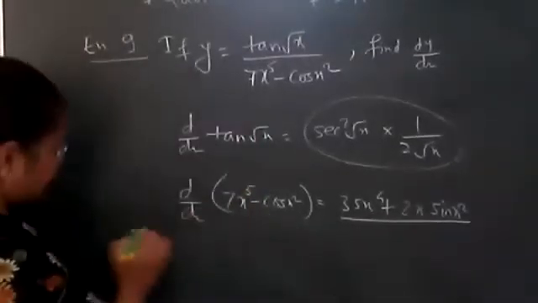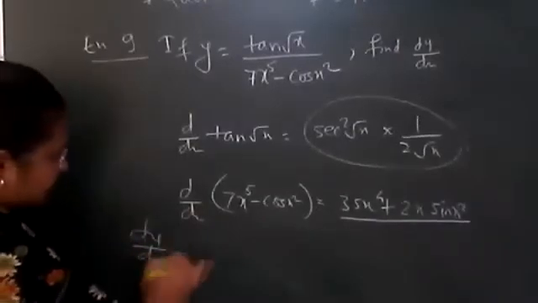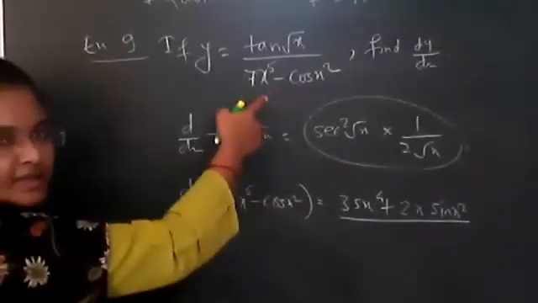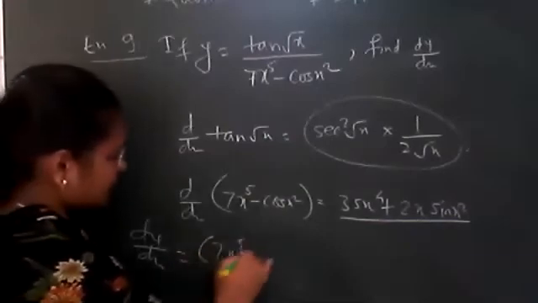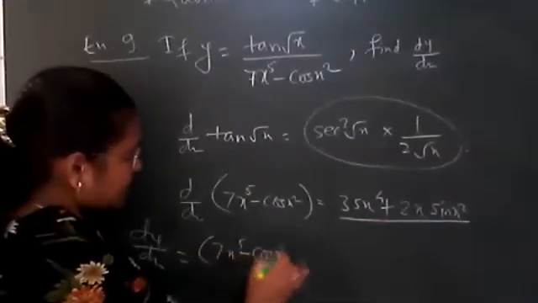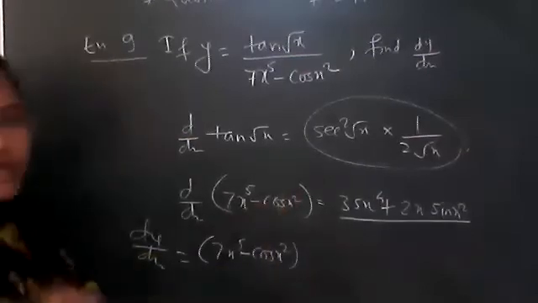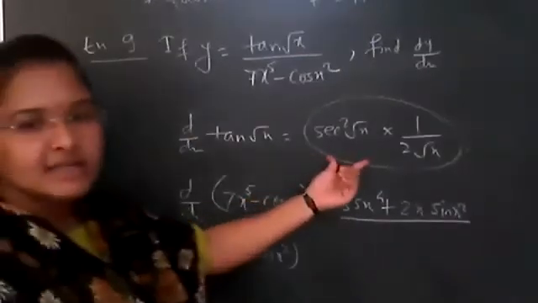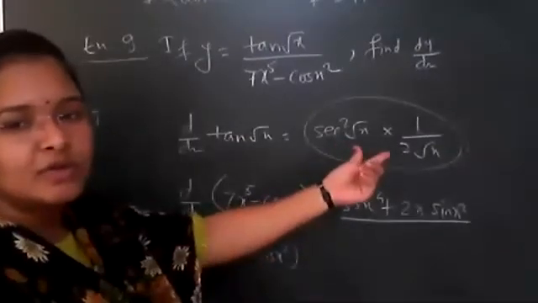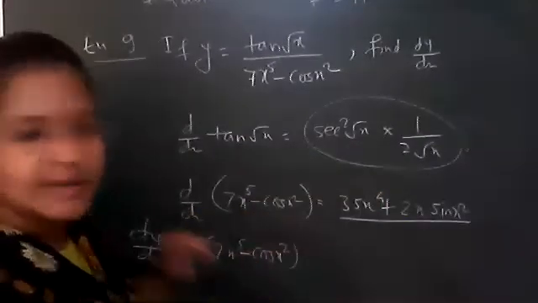So this dy by dx will be second function constant, 7x raised to 5 minus cos of x square, into derivative of first function. So should I write this as it is? Sec square root x into 1 upon 2 root x. Okay. Yes ma'am.